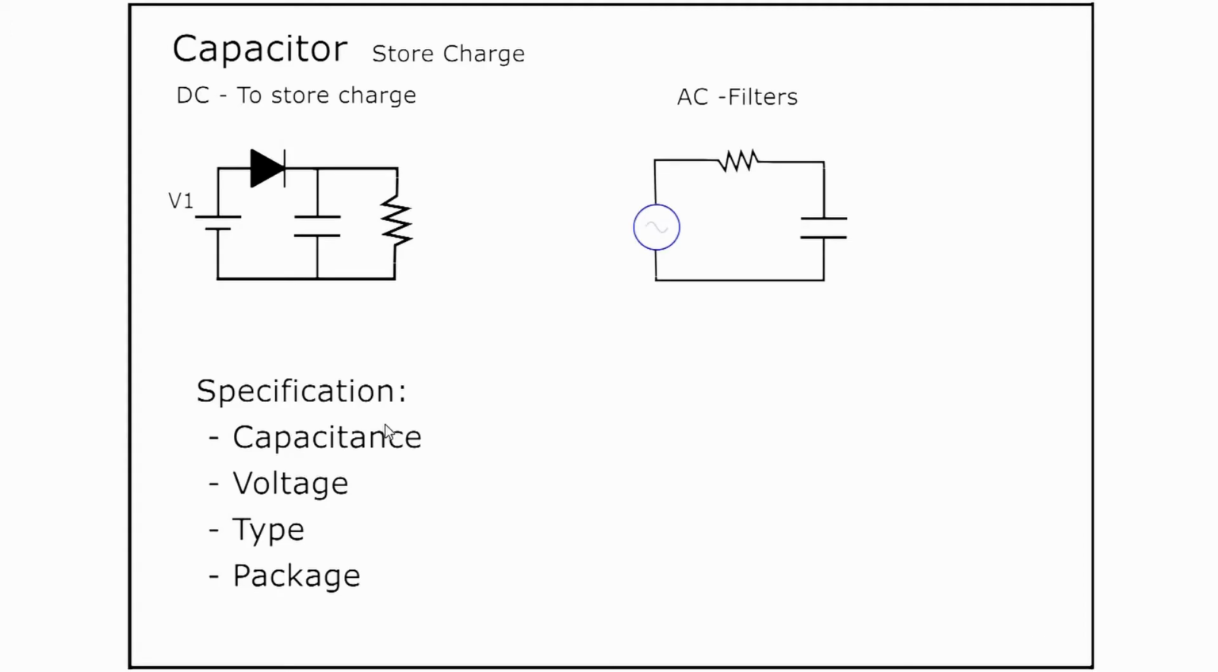Now let's look at capacitors. A capacitor is a component which will store charge in an electromagnetic field. So capacitor application broadly can be classified into DC application, where it will be used to store charge, and AC application, where it will be used as a filter. Let's get into DC application first.